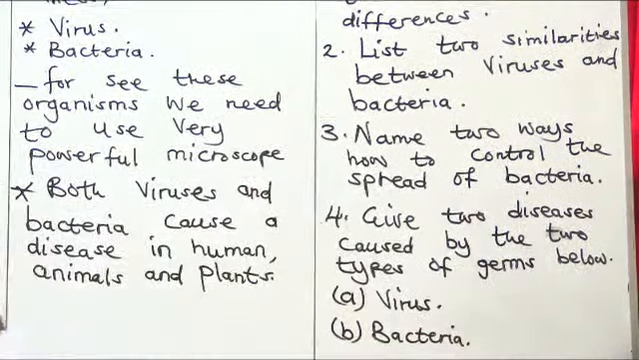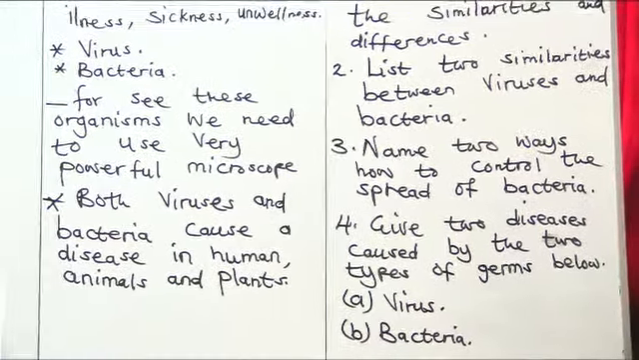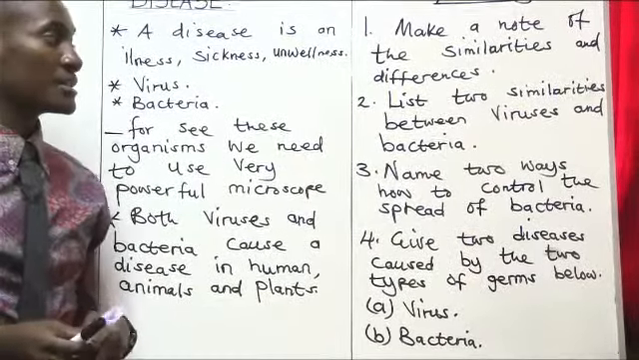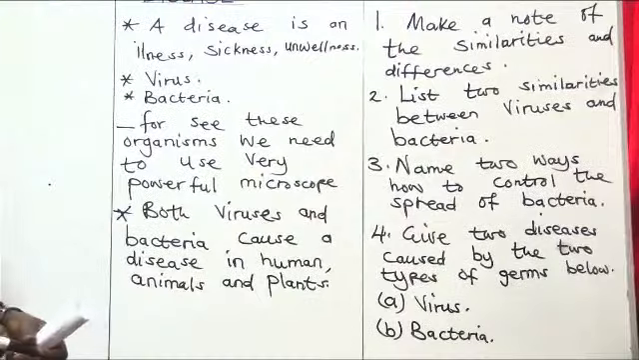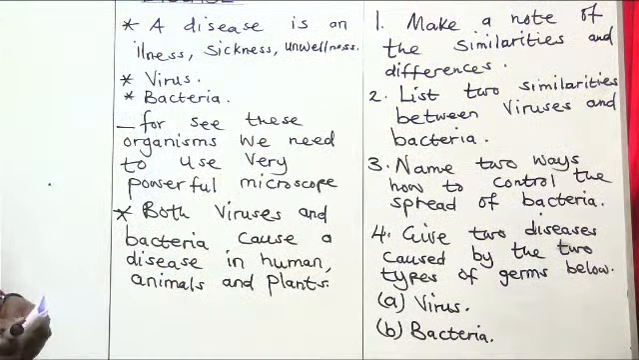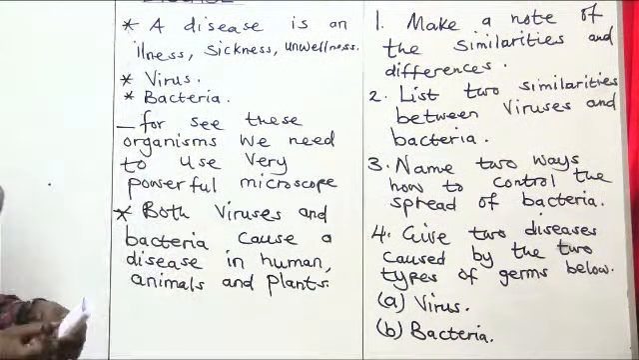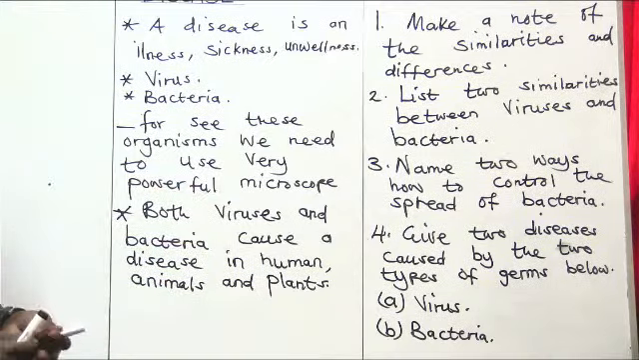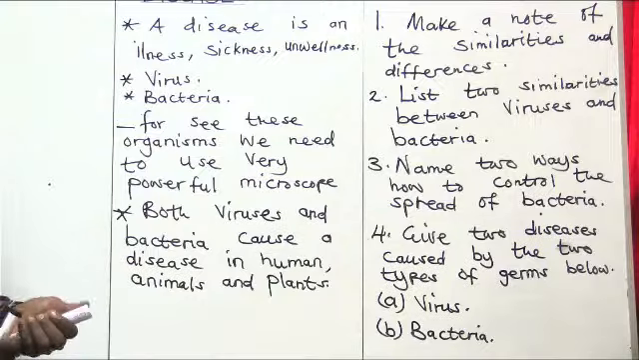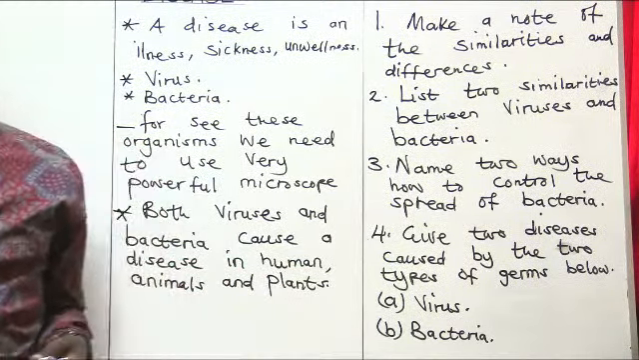Okay, so the first one, you're going to make a note of the similarities and the differences of a bacteria and the virus. Okay, number 2, we are going to list the 2 similarities between the virus and the bacteria. Number 3, we are going to name 2 ways how to control the spread of a bacteria. Okay, the last one, which is number 4, we are going to give 2 diseases caused by the 2 types of germs below, which is A, the virus, and B, the bacteria.